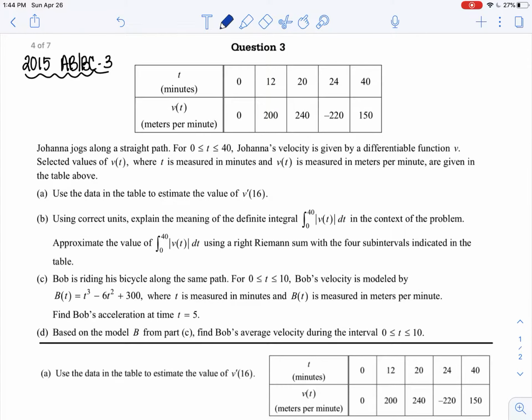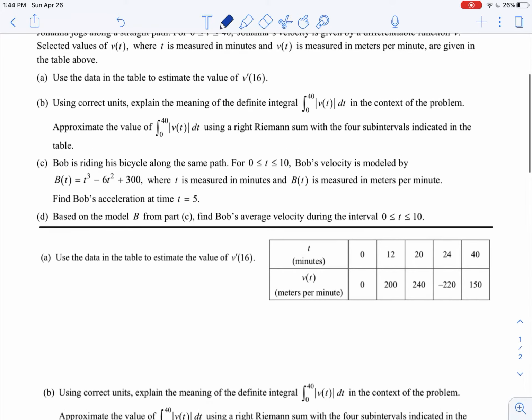Okay, so for this problem, we're going to talk about doing basically Riemann sums and integration rules and some things like that. So let's take a look. It says Joanna jogs along a straight path from 0 to 40. Her velocity is given by this differentiable function where t is measured in minutes and v of t is meters per minute. So pay attention to the units, because if there are units, you will have to make sure you write them down.